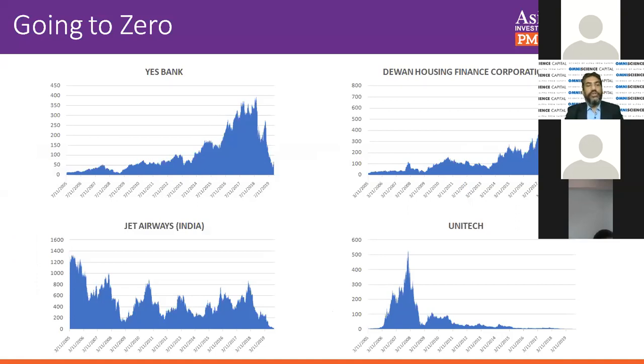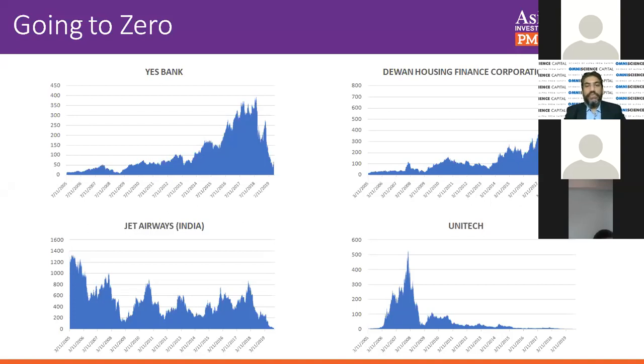We are not talking about penny stocks. Of course, hundreds of thousands of penny stocks have gone to zero. So we are not talking about those unknown small-time companies, which might not be genuine. We're talking of well-known companies, the Yes Bank, the DHFL, Jet Airways, Unitech, and there are many more such companies. And you can see how they became extremely popular, and then they've gone to zero or practically zero. I'm not saying zero is exactly zero price, but it's a very low price. So you've lost all your capital most likely.